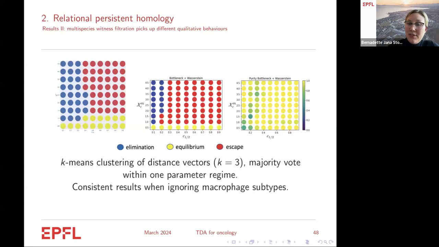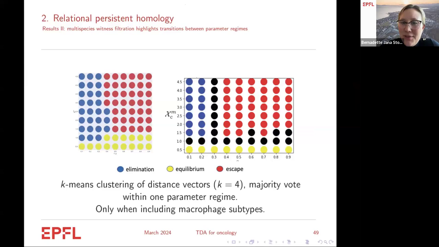And this is consistent also if we ignore macrophage subtypes. So we don't look at M1 versus M2, but we just classify them as being macrophages. Now, what was really interesting is when we looked at 4 clusters, then these boundary regions were highlighted as their own cluster. And we found that really cool because it seems that there's really something that the multispecies witness filtration is picking up here that is different in these transition regions. We, however, only get this if we include macrophage subtypes. So we say that we have an anti-tumor or a pro-tumor macrophage.